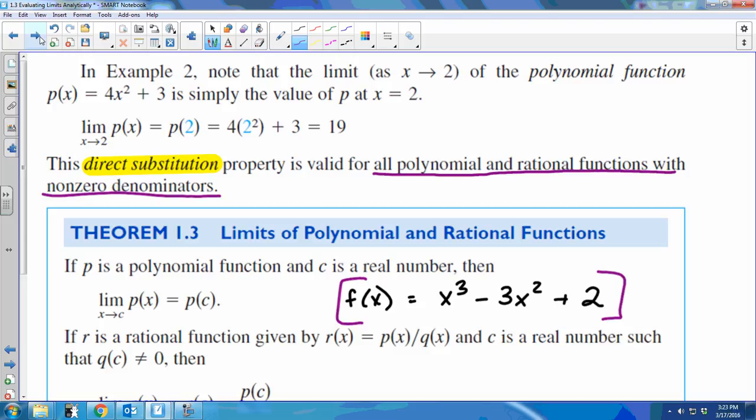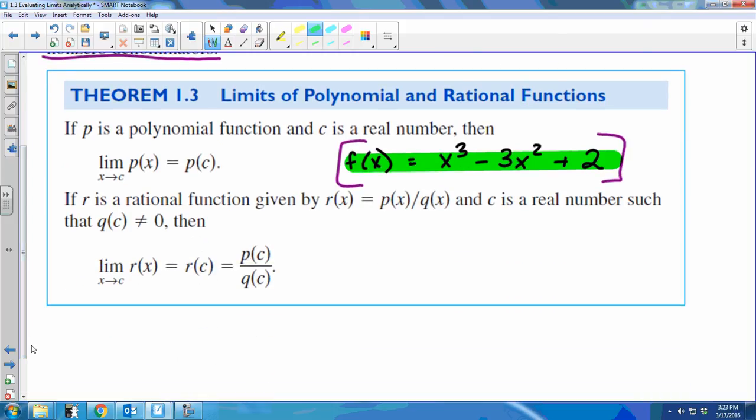Direct substitution is valid for any polynomial function and rational function as long as they have non-zero denominators. So for example, if you have this function x to the third minus 3x squared plus 2, there's no reason to believe there's any division by 0 or anything weird happening here. So if we're looking for the limit as x approaches 2, I could just substitute 2 in for all the x's and it will work out just fine. Same thing for a rational function where you have a function divided by a function. As long as the denominator isn't 0, you can just substitute your x value into the function and get the limit value. It works out just fine.